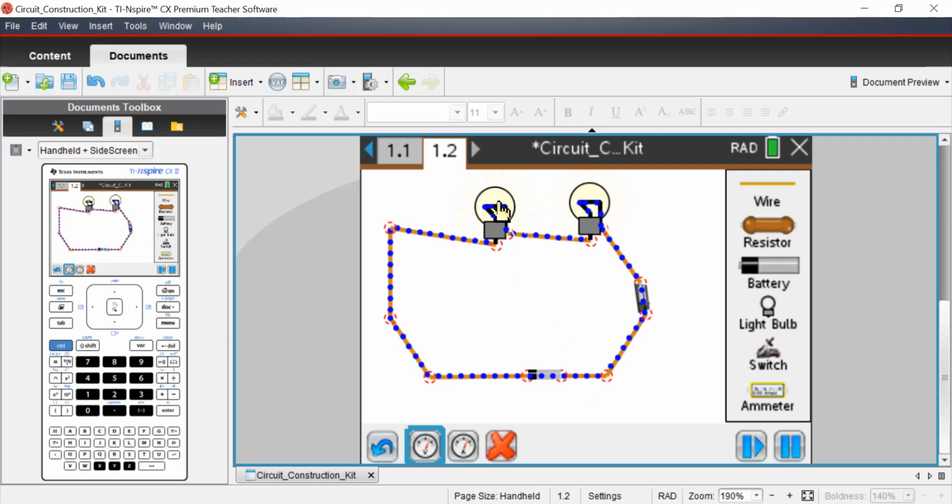So I have 2 light bulbs, each of which is still 10 ohms. Yep, both are 10 ohms. And my voltage is still 9 volts, so I have a 9-volt battery. Let's do the theoretical part first. Let's see what the math looks like.